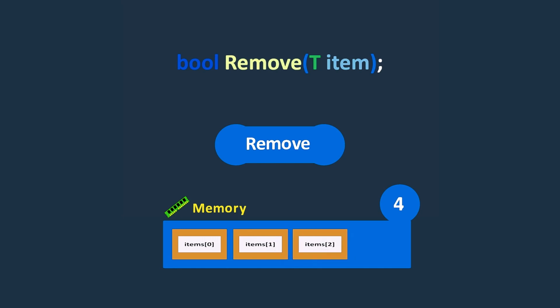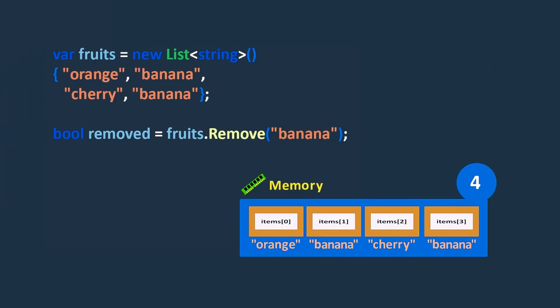When the item is successfully removed, the method will return true as confirmation. Otherwise, if the item is not found in the list, it returns false. In this example, we have a list of strings and our goal is to remove the item banana from the list. As you can see, we use the remove method by passing the element we want to remove.